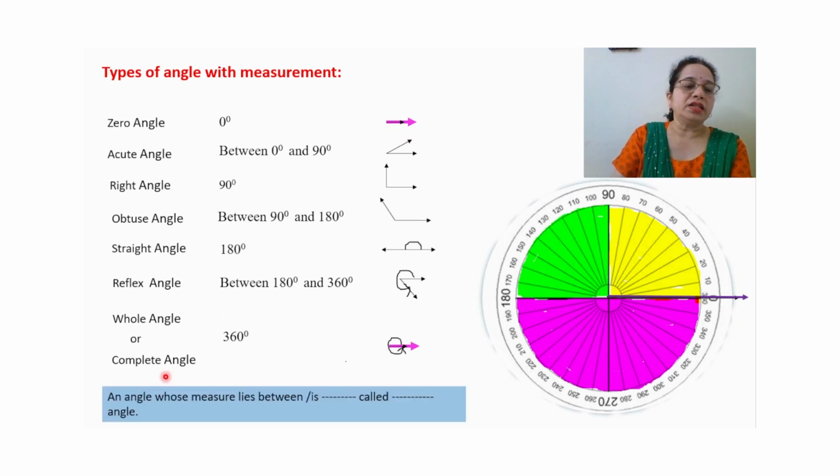Now how to define this? An angle whose measurement is 90 degree is called a right angle. An angle whose measurement is 180 degree is called a straight angle. An angle whose measurement lies between 0 and 90 degree is called an acute angle. So this way, if you keep this in your mind, you can easily define the types of angles. No need to learn, just understand and write down in your own words. Whenever you define this, making a drawing figure is compulsory.